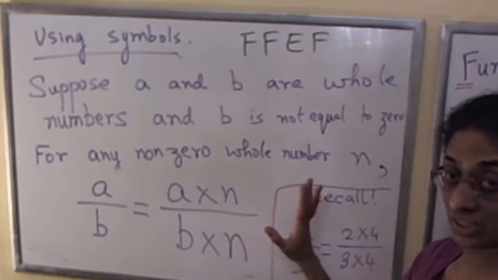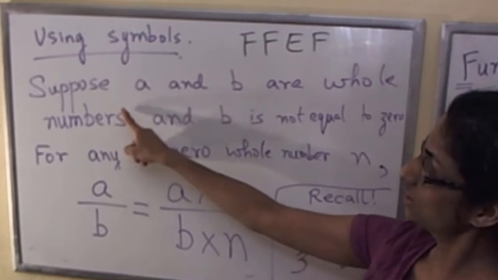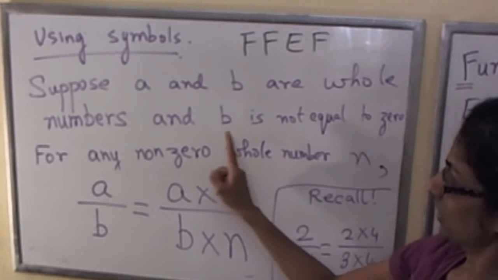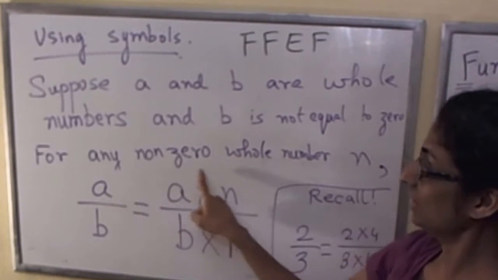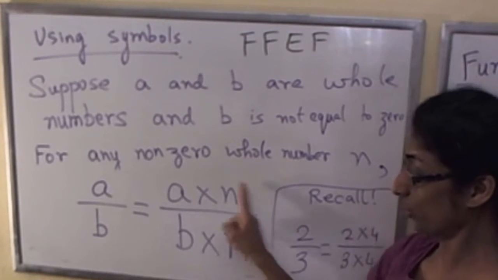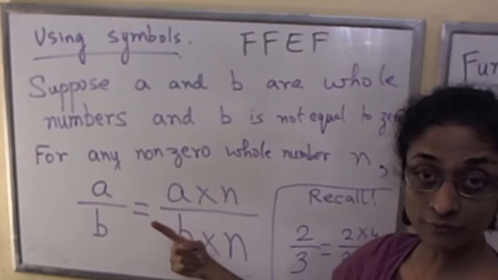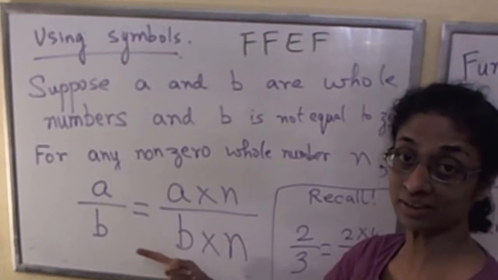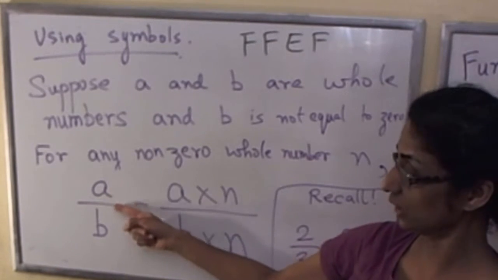It's conveying the same information as the sentence that I gave you earlier. Suppose A and B are whole numbers and B is not equal to 0. For any non-zero whole number n, this equation is true. What is this equation saying? Start out with your first fraction. This is just like the activities we did, except here we're using letters, A over B.